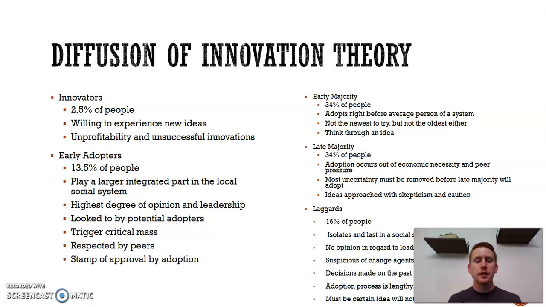The final group, laggards, makes up about 16% of people. The laggards isolate themselves and they are last in a social system to adopt an innovation. They have no opinion in regard to leadership. The laggards are suspicious of change agents. Any decisions that a laggard may make is based on the past.